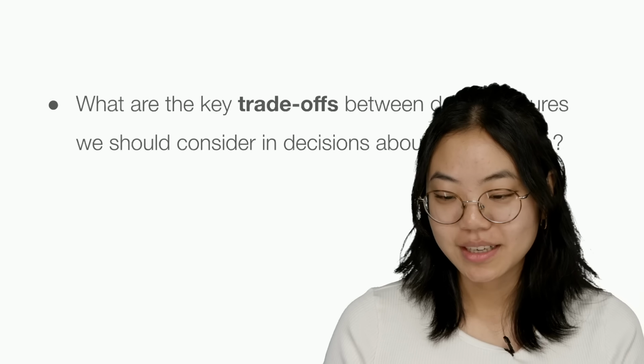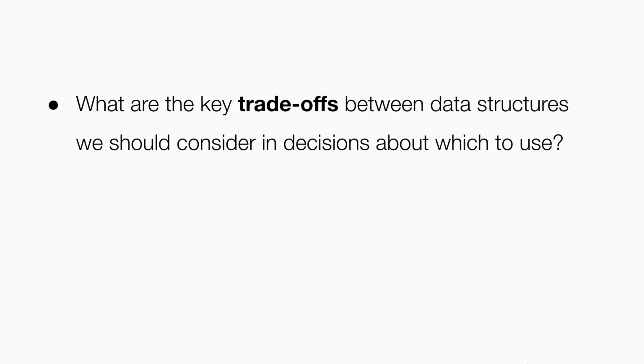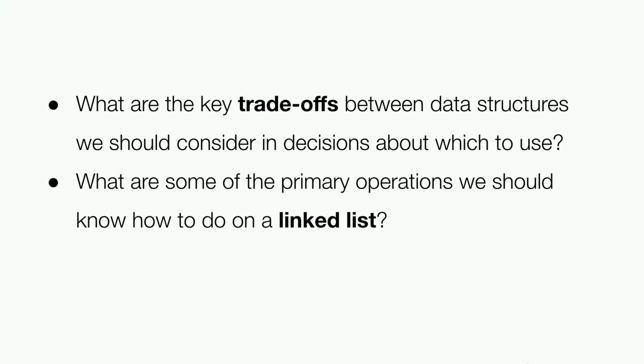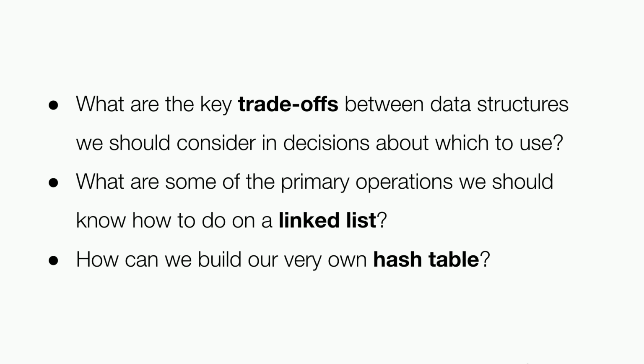Okay, so this week, some of the things we talked about are data structures, what kinds of data structures we can use, and some of the questions that might have come up for you from lecture might include, what are the key trade-offs between data structures that we should consider in decisions about which to use? What are some of the primary operations we should know how to do on a linked list, which is one of the data structures we learned about? And how can we build our very own hash table, which is another one of these data structures that we talked about.